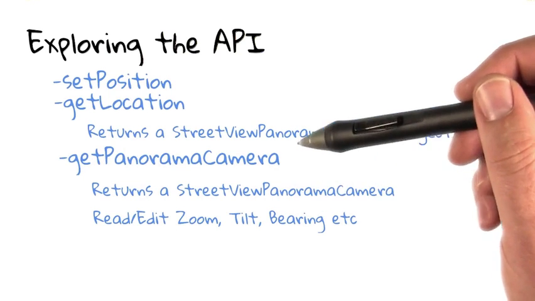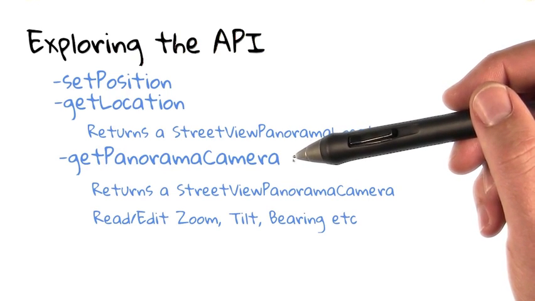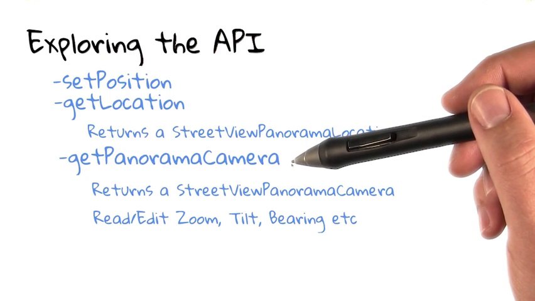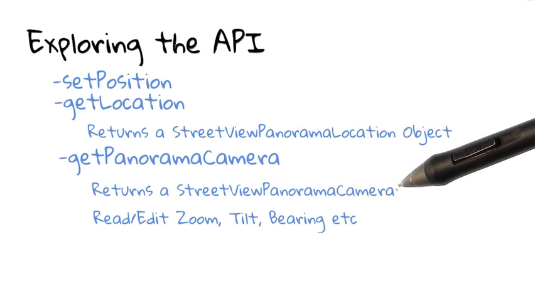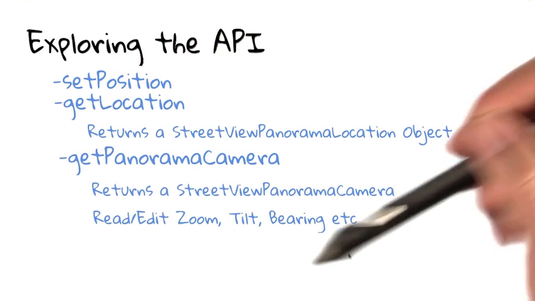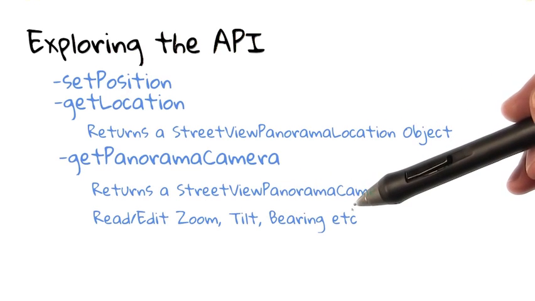You can also get panorama camera on the Street View Panorama. Now you might remember the camera from earlier in this course, and the concepts are the same. This will return a Street View Panorama camera, as you saw when we were creating the app, and this will allow you to read or edit things such as the zoom, the tilt, the bearing, etc.